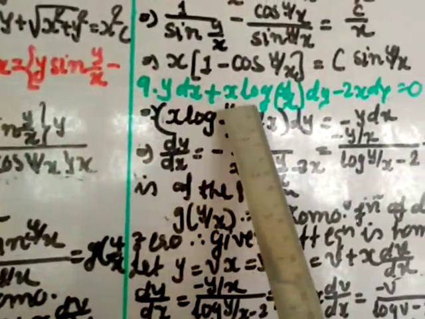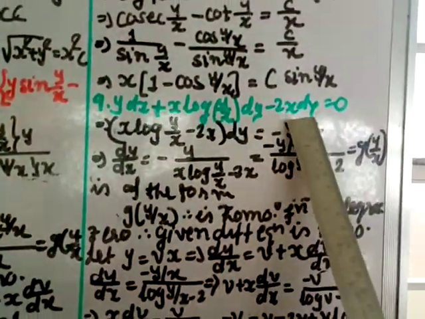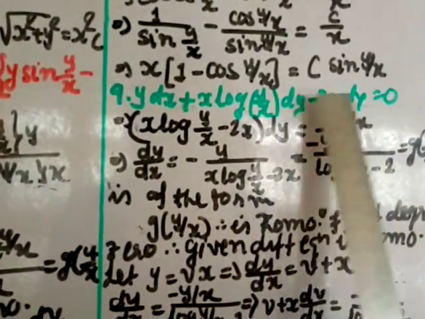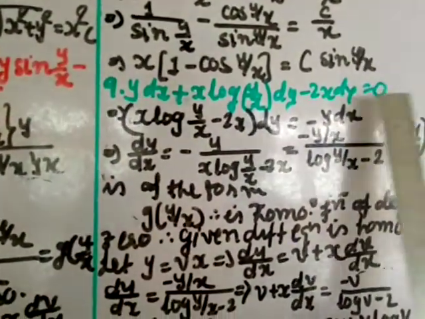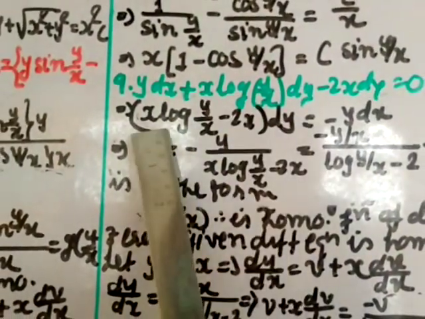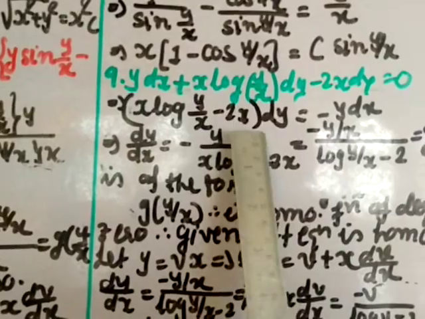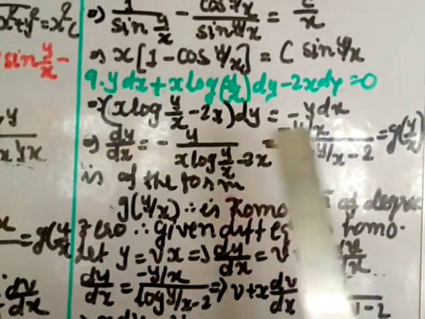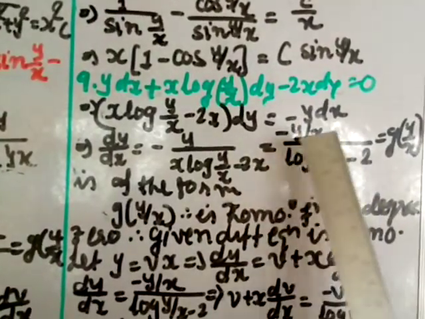y dx plus x log y by x dy minus 2x dy equal to 0. From these two I have to take dy common. So I have taken dy common, and this y dx I am transferring here, making it minus y dx. And here, taking dy common, what remains is x log y by x minus 2x. Then transfer dx here, and this one will go in the denominator. And then I am dividing each term by x.